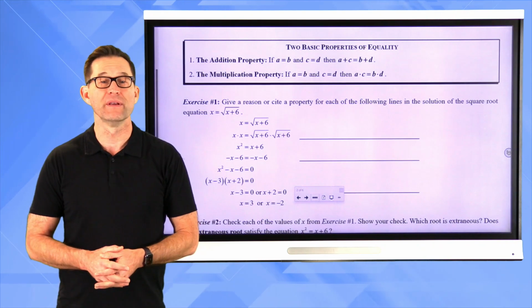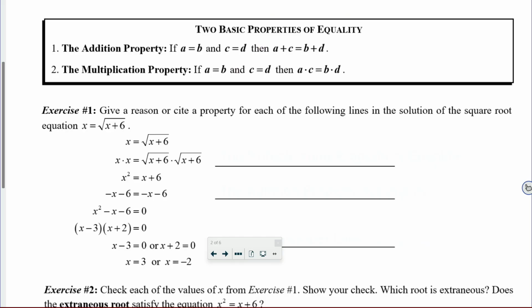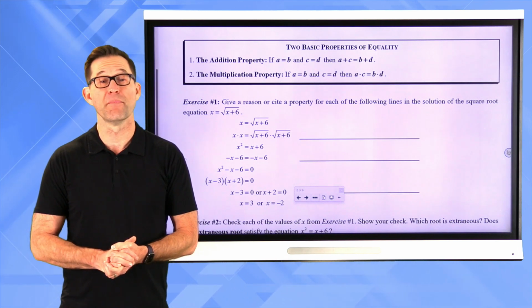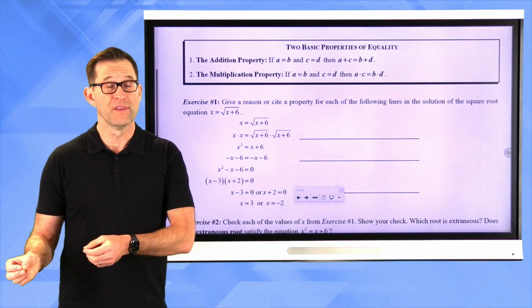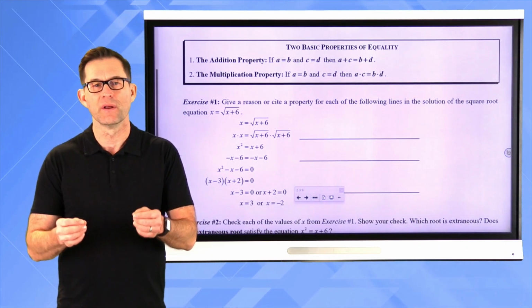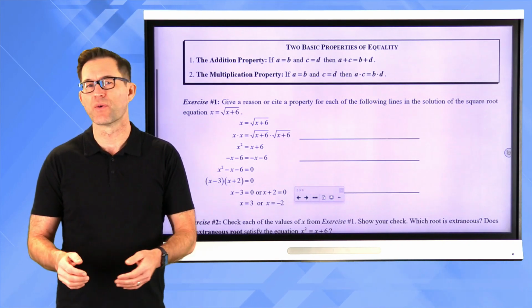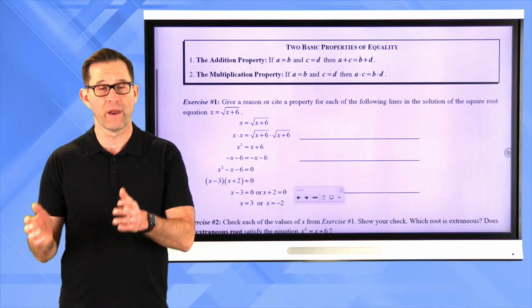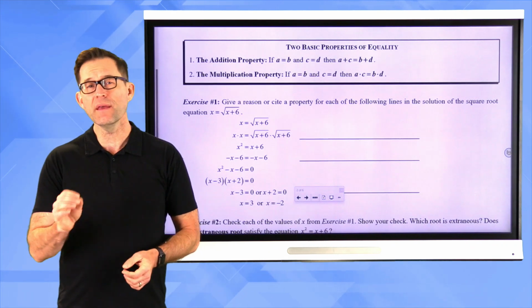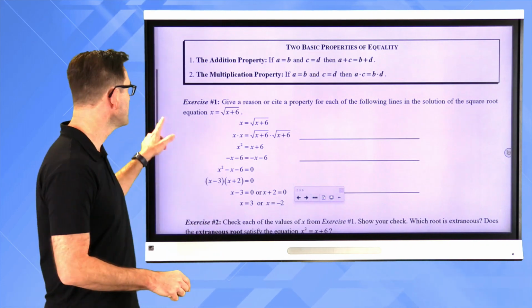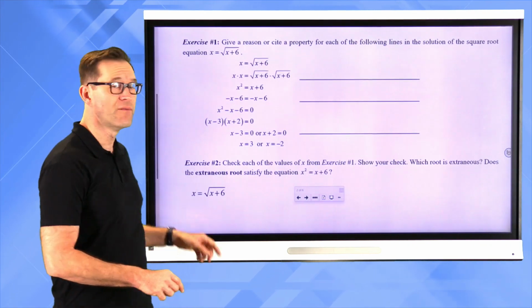The multiplication property is very similar. If A equals B and C equals D, then A times C equals B times D. Again, like the addition property, what the multiplication property of equality basically says is we can multiply the same thing on both sides of the equation. And it also applies to division, which basically is the same as multiplication. If you're dividing by 2 on both sides of the equation, it's equivalent to multiplying by 1/2. Now, we can use these properties to justify certain steps in solving both equations that involve square roots and equations that involve fractions.